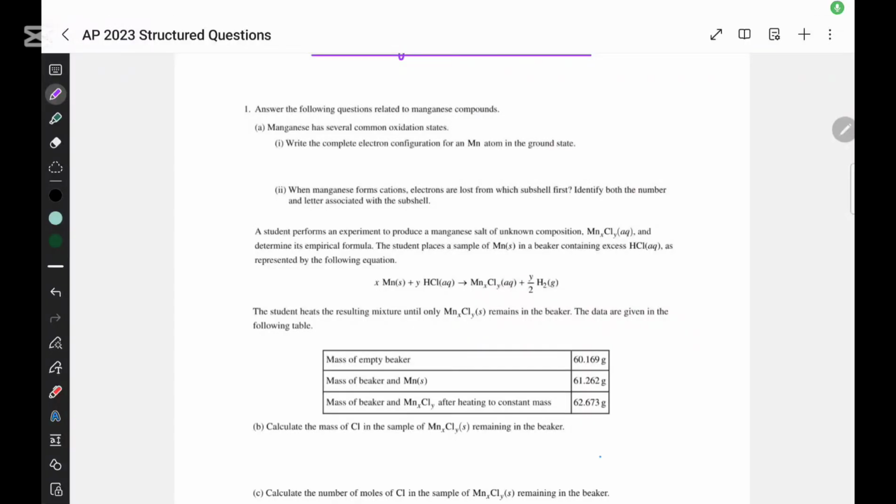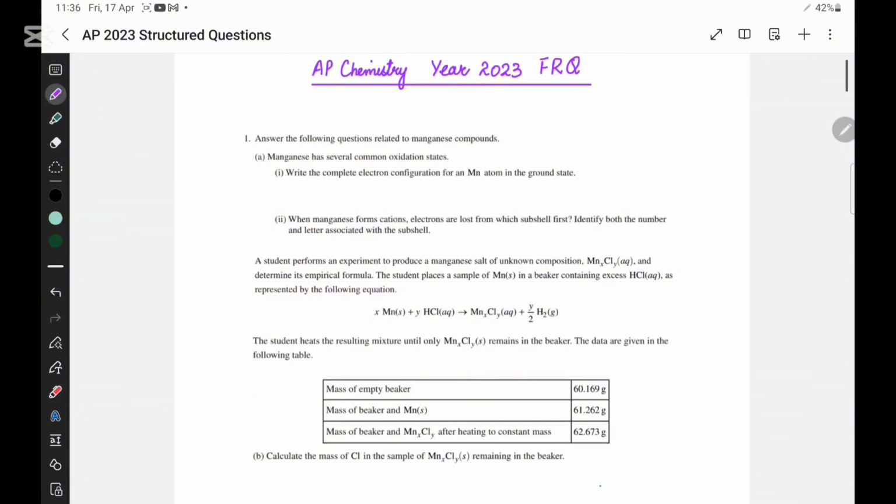In this video, we are going to learn how to attempt the past paper of AP Chemistry year 2023 FRQ questions. So first of all, they are saying manganese has several common oxidation states. Write the complete electron configuration for a manganese atom in the ground state.